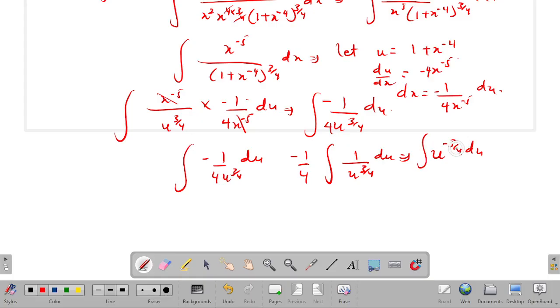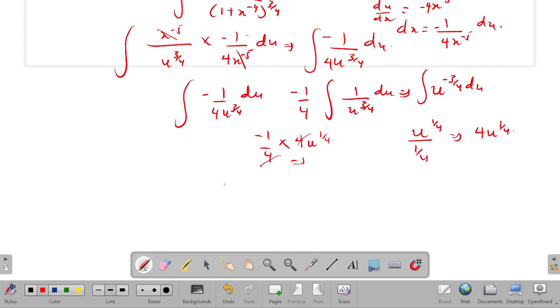I'll simply add 1 to it. So negative 3 over 4 plus 1 becomes 1 over 4, right? Then we have u to the power 1 over 4, divided by 1 over 4, that gives us 4u to the power 1 over 4. Then this 4u to the power 1 over 4 will come and multiply back to the constant here. So negative 1 over 4 times 4u to the power 1 over 4 here, then the 4s cancel away. So simply gives us negative u to the power 1 over 4 plus c.